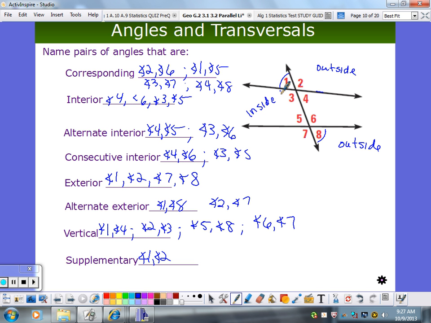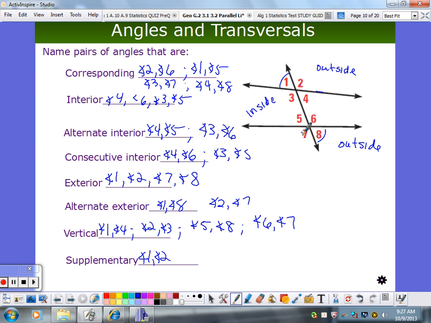Yeah, good. Where else? They're all over the place. Where else do you see one? Yeah, 7 and 8. These are supplementary. Any others? Yeah, 1 and 3. Absolutely. 2 and 4. Where else? 5 and 6. They're everywhere. Right, we didn't even get them all.